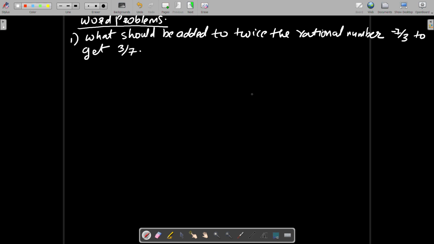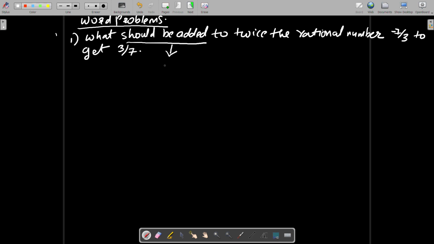So the first example I mentioned in the question is from the textbook itself. The question says: what should be added to twice the rational number minus 7 by 3 to get 3 by 7? We need to understand the question very carefully. What should be added means which number should be added. Do we know the number? We don't know the number. So what we have to assume in that case is that the number is some unknown number.